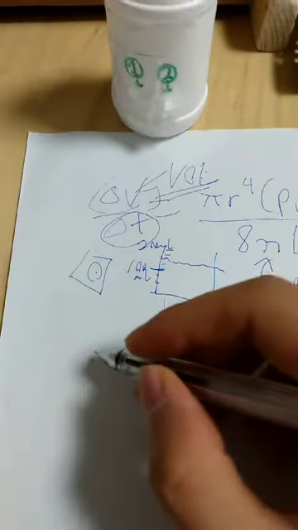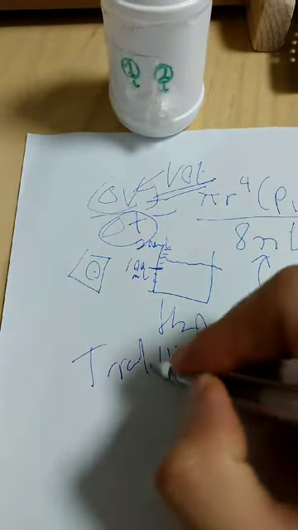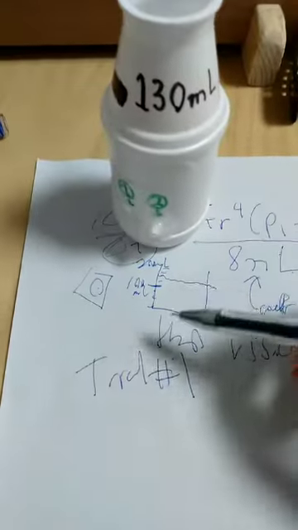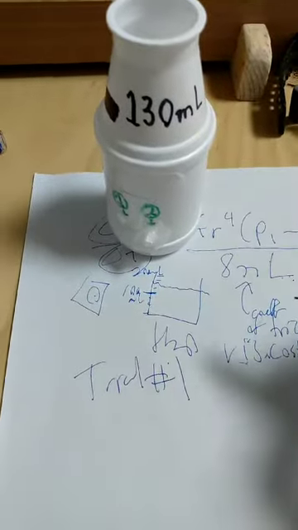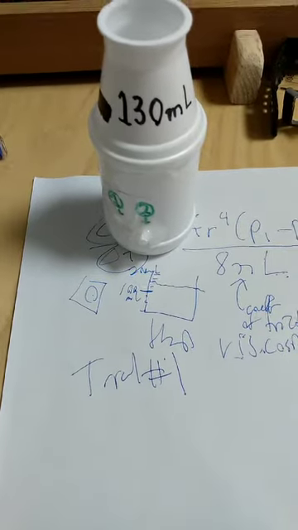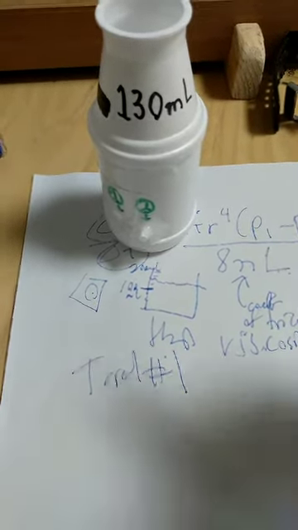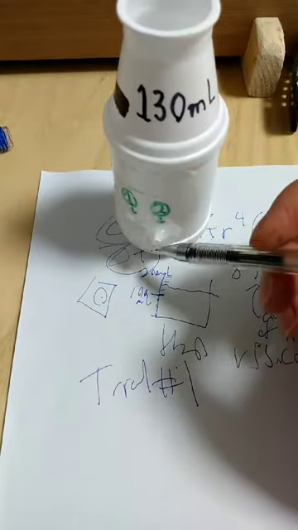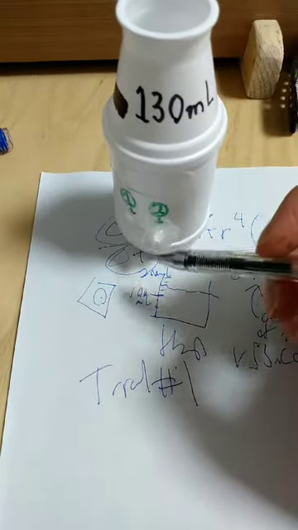So the first trial went okay. The thing with Poiseuille's law, I was trying to keep everything equal except for the radius change.